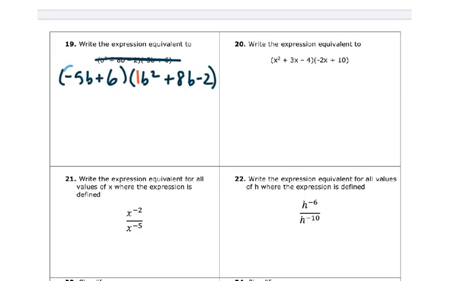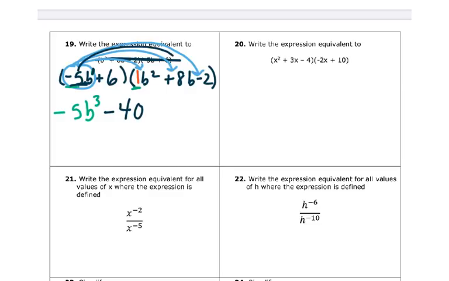Okay, so again, we circle our first term. We distribute it to each of our terms. Negative 5 times 1 is the number negative 5. Be careful. B to the 1 and B to the 2 make B to the 3. Negative 5 times 8 is negative 40. A B here and a B here makes B squared. Negative 5 times negative 2 is positive 10 with a B.